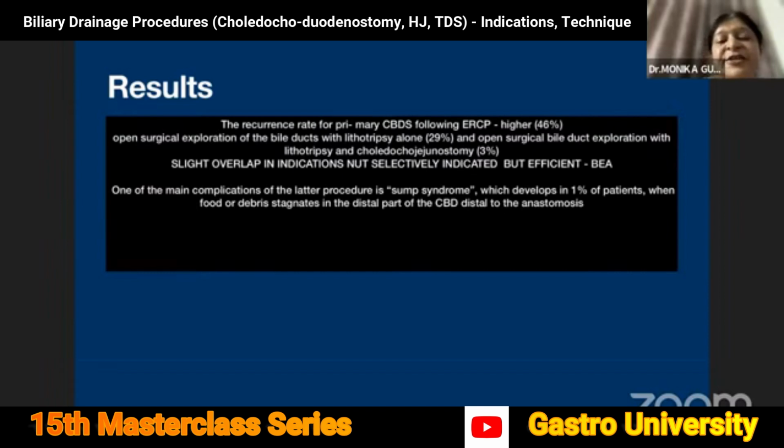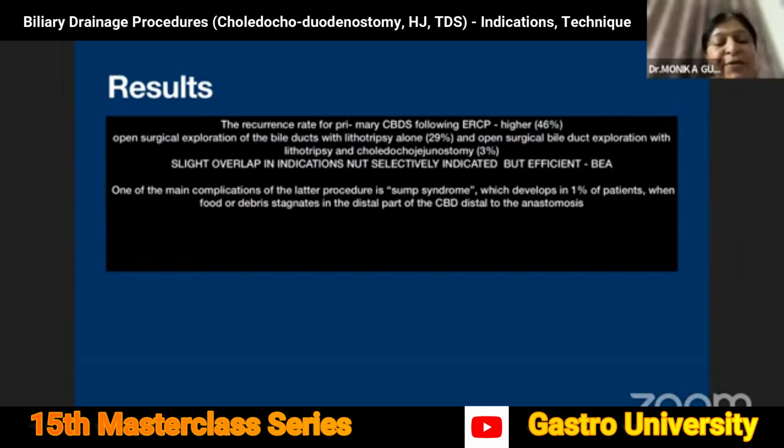procedures. If we see primary CBD stone follow-up with ERCP, there is a higher recurrence rate, up to 46%. And open surgical exploration, sorry, lithotripsy may have a 29% return. But in surgical bile duct exploration with lithotripsy, or with T-tube drainage or choledocho-duodenostomy, there is a 3% recurrence rate of stones, which shows that it's a very good procedure. Slight overlap is there in the indications of these procedures, but choose the better procedure whenever indicated.